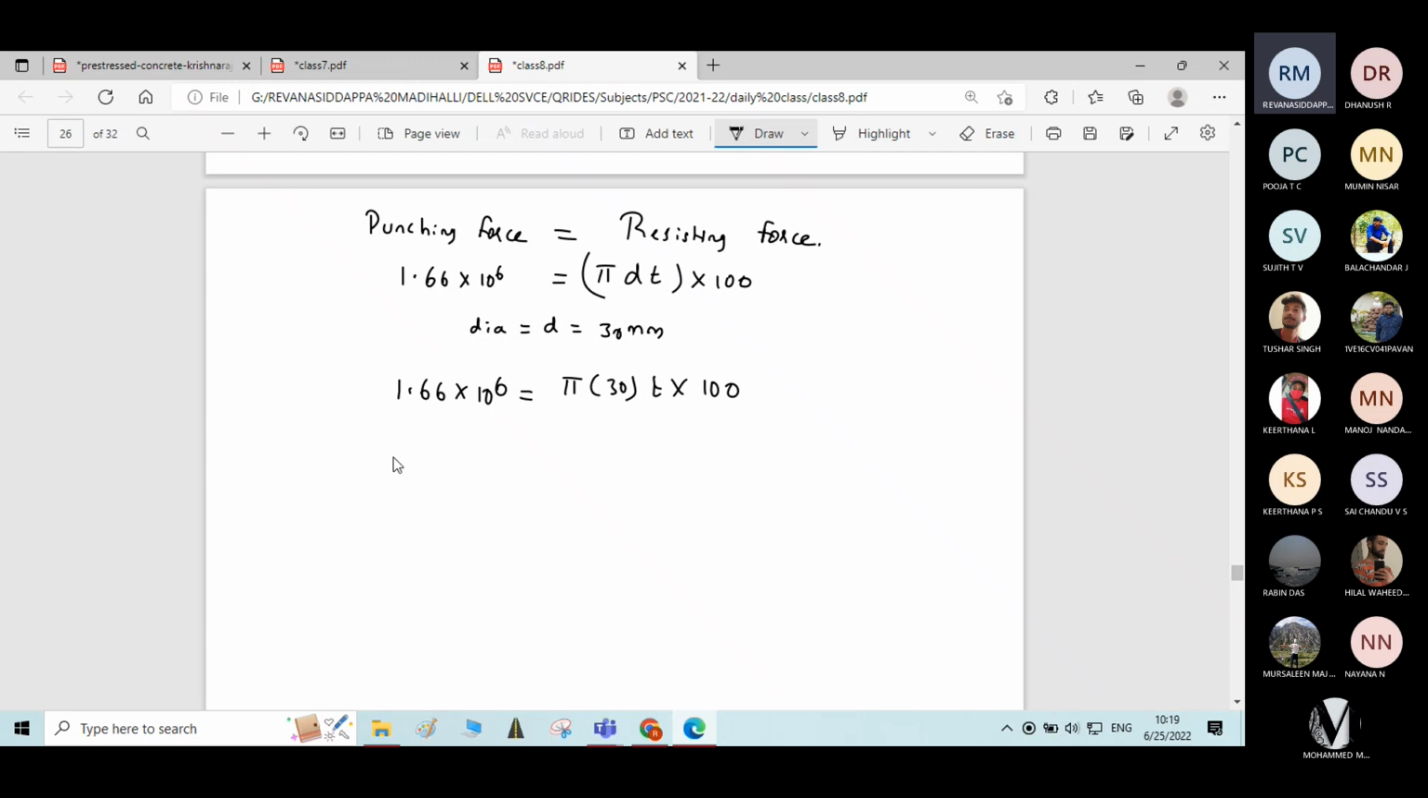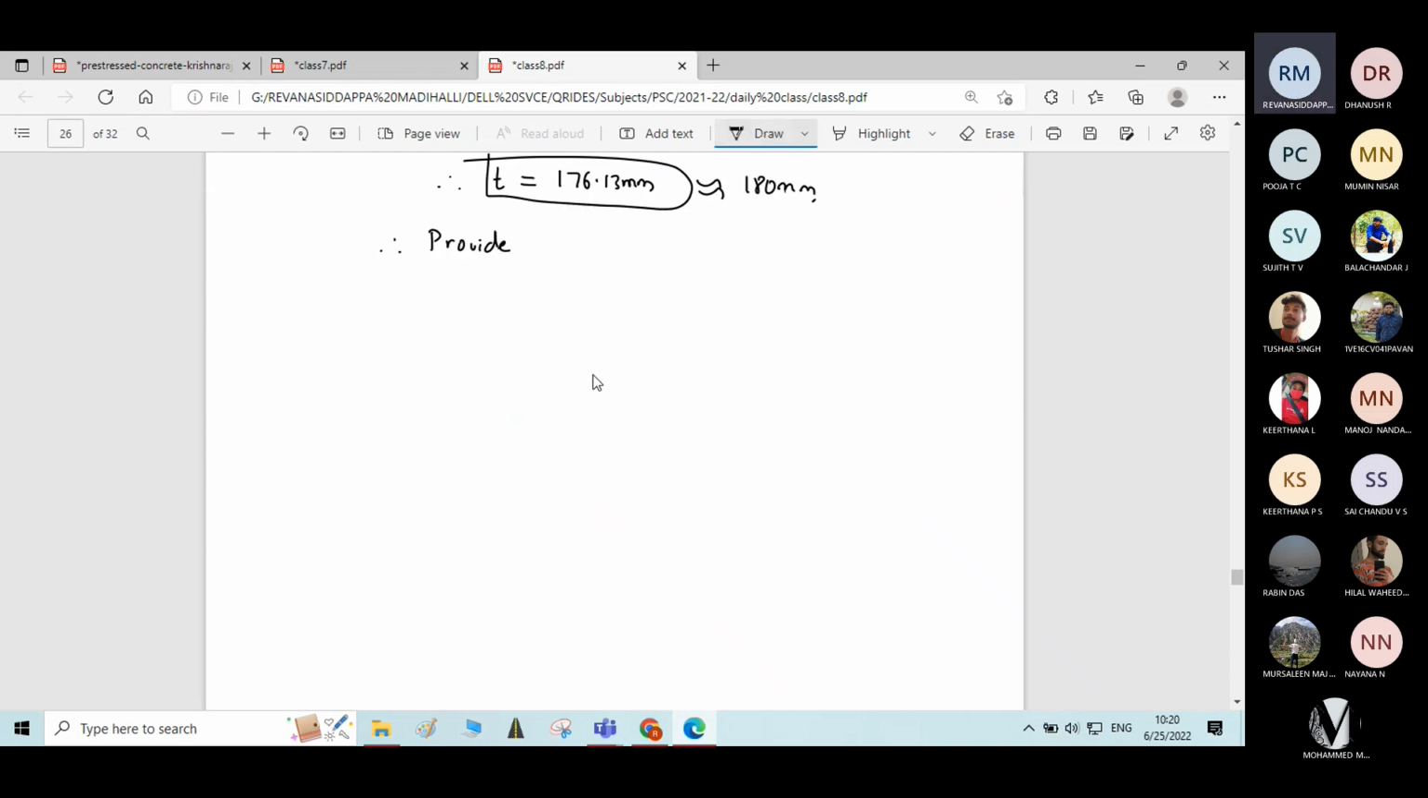Only the thickness is the unknown factor here. By this, we get the thickness of the plate. If we solve for t, we get the answer as 176.13 millimeter. We can round it up to 180 mm. Below you can write: therefore, provide the thickness of anchor plate, t equal to 180 mm.